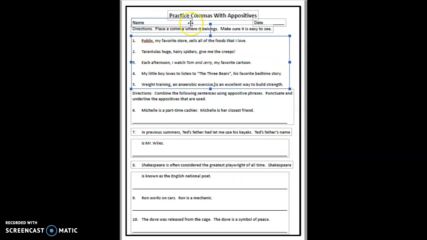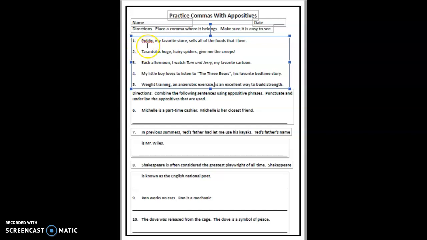Okay, now we're going to watch some practice with commas and with appositives. So I have already done some practice with these commas, and I've already put some commas in these sentences, and I'm just going to show you how I did that and where I did that. A lot of these are the same kind of examples that we had before, where the appositive was in the middle of the sentence, but there are some examples here that have the appositive at the end of the sentence, so I'm also going to show you that.